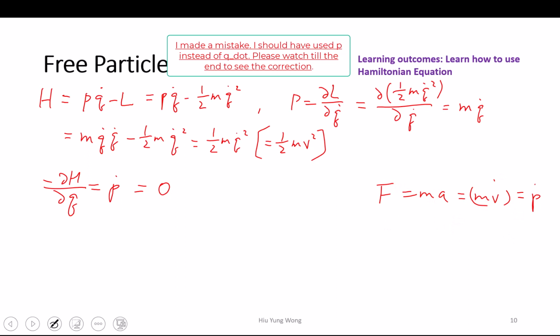You keep saying I keep saying something wrong. But the point is, no change of momentum means it's running in a straight line. Okay? Same as what we discussed before.